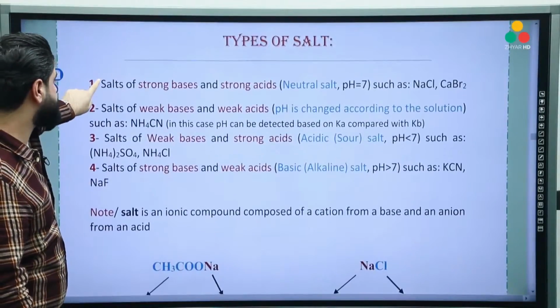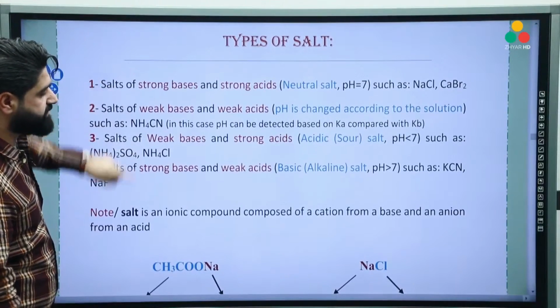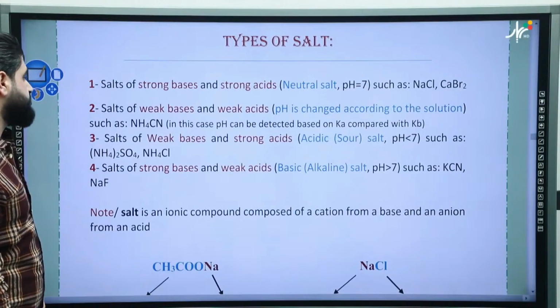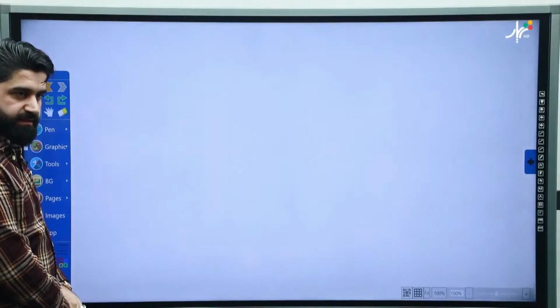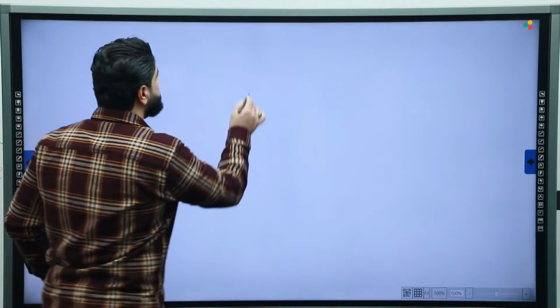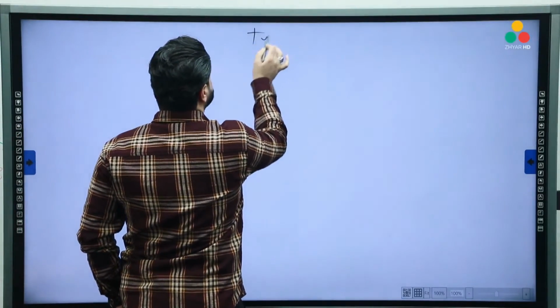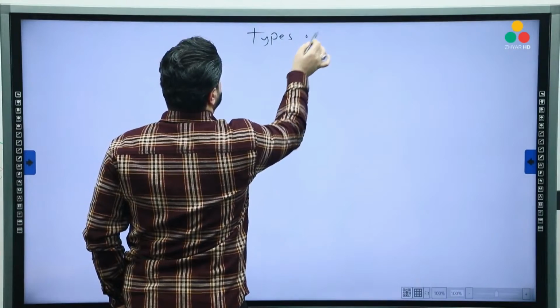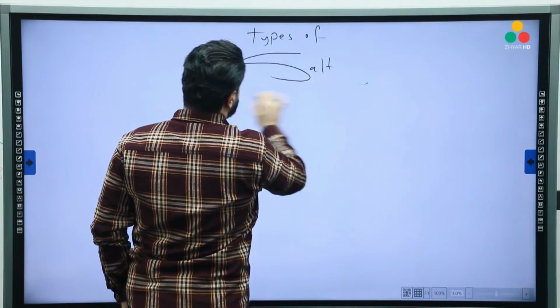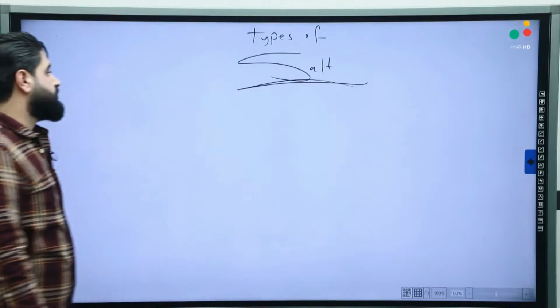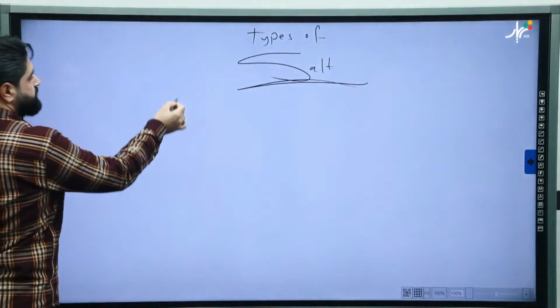We have many types of salts. Before studying titration, we have to be familiar with the types of salts. It's very useful, dear students. Never forget the types of salt. What are the types of salt?